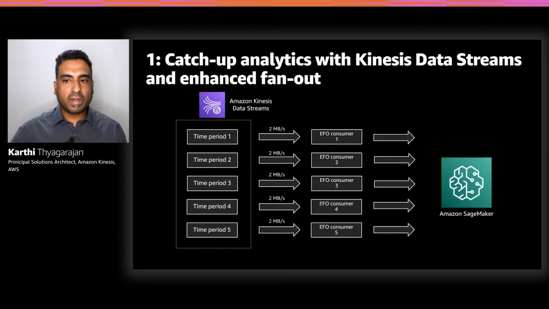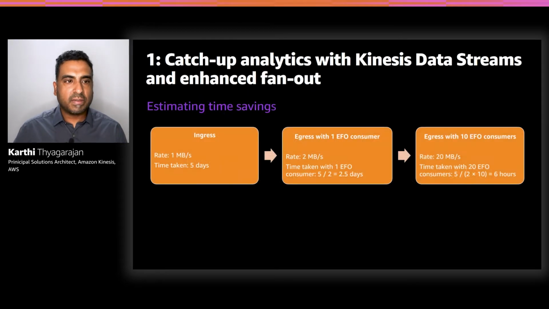Let's dive a bit deeper into the arithmetic so we can see the time savings involved. Once again, we have a single shard, and as we discussed before, on the ingress side, we have data being ingested at a rate of 1 megabyte per second. And that took us 5 days, assuming that data was coming in at the maximum possible ingest rate. If we then use a single consumer, whether it's enhanced fan-out or not, then we get an egress rate of 2 megabytes, and that will take us roughly half the time it took to ingest, which is around 2.5 days.